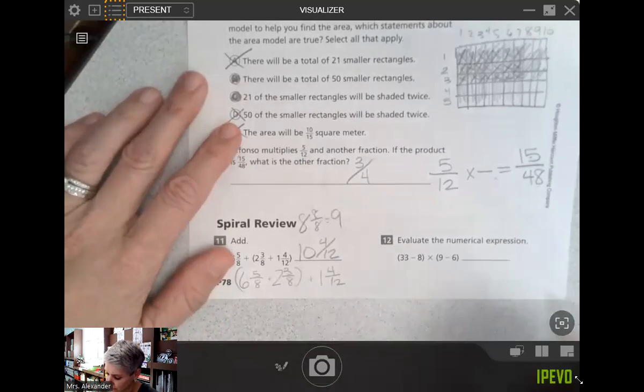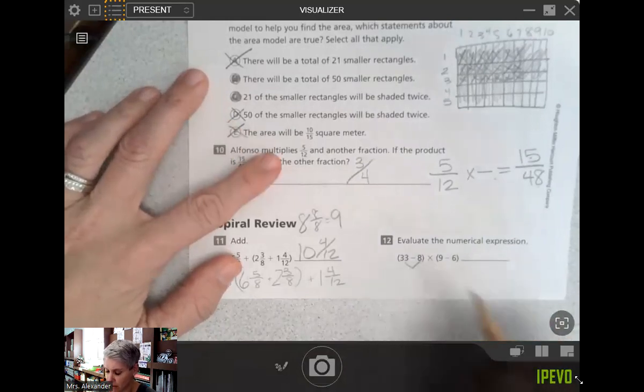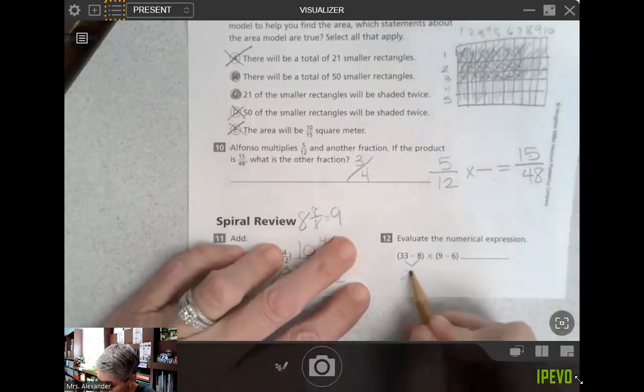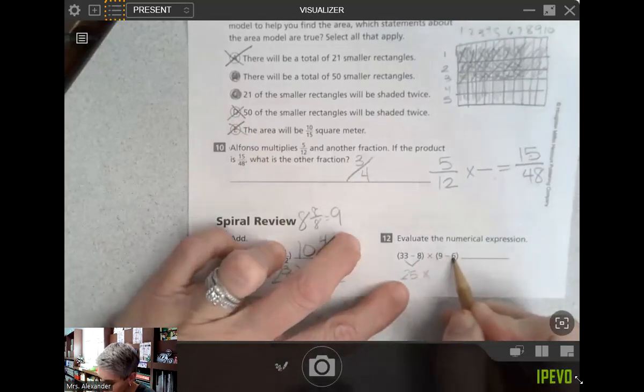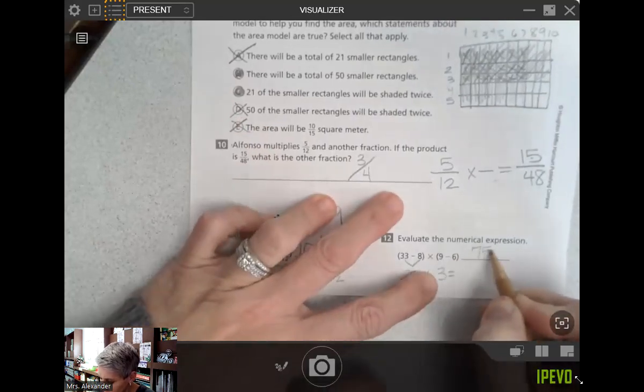Okay, last one. I have subtracting in parentheses and then multiplying. So 33 minus 8 would be 25 times 9 minus 6 would be 3. So we are going to get an answer of 75.